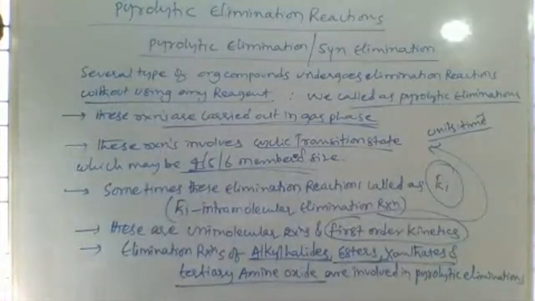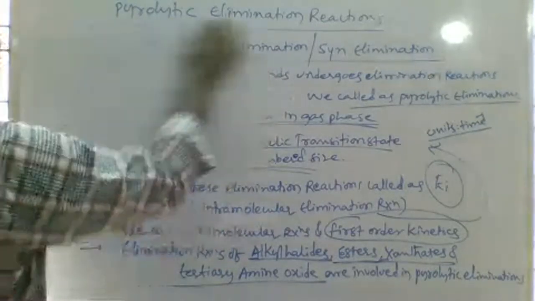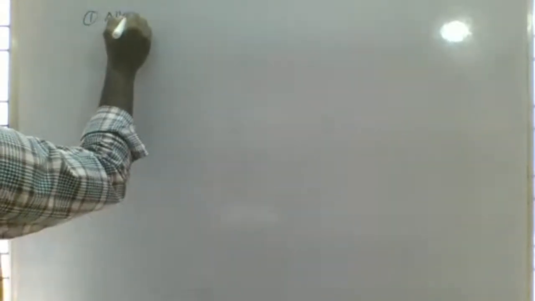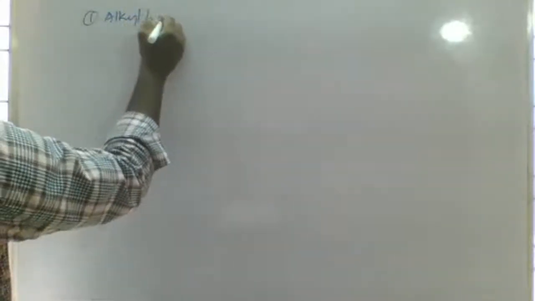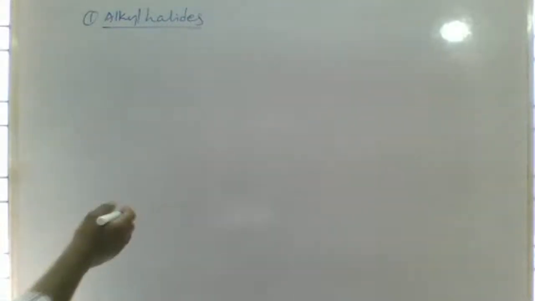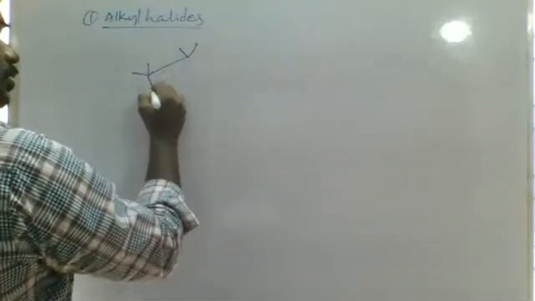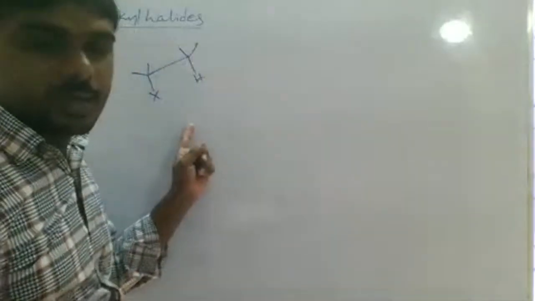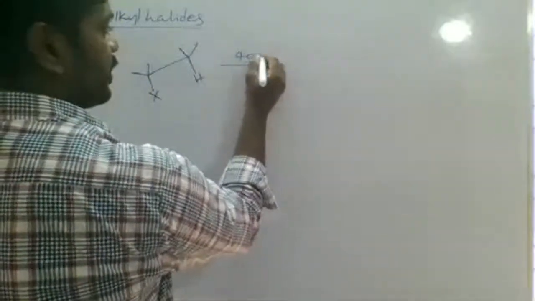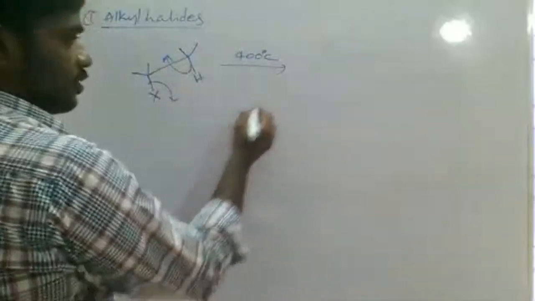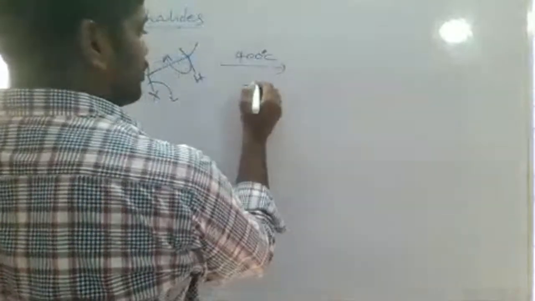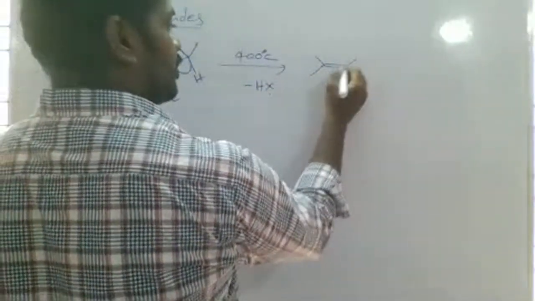Now, see the examples. First, alkyl halides, where X means chlorine, bromine, or iodine. On heating around 400 degrees centigrade, these two are lost as HX, forming the double bond.